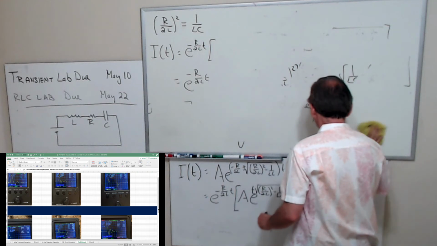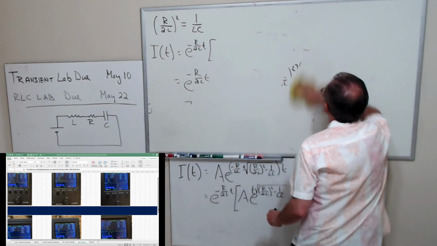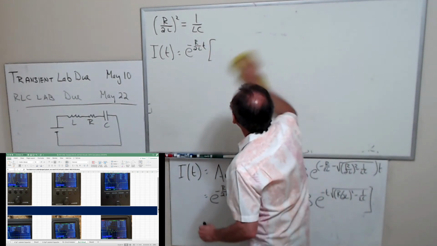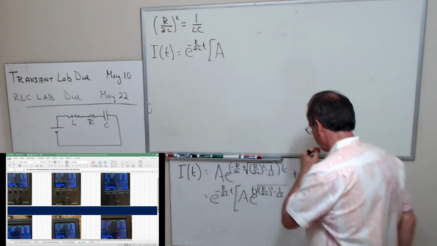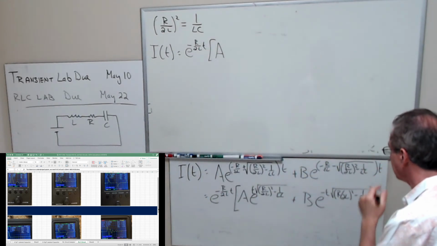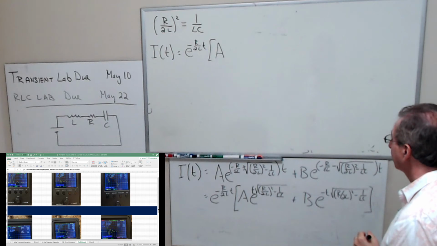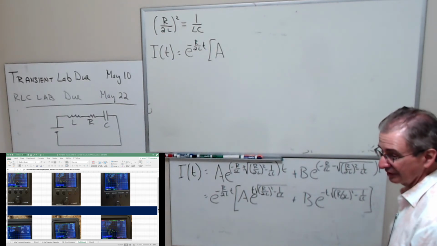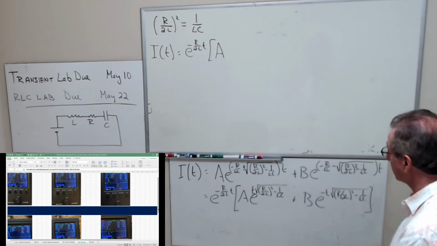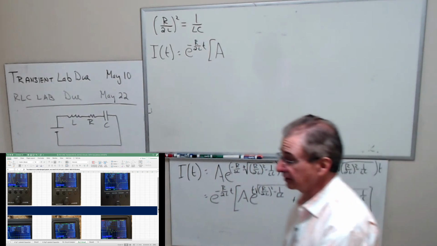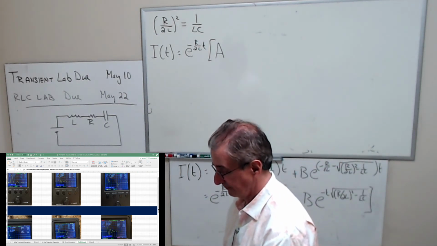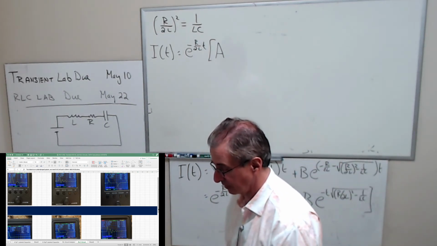It will just be some constant times the outside exponential function. You're going to have A like that. It turns out that you really need 2 solutions. You have to have 2 solutions, right? Because when you solve a second order differential equation, it's like integrating twice. You get two constants of integration.